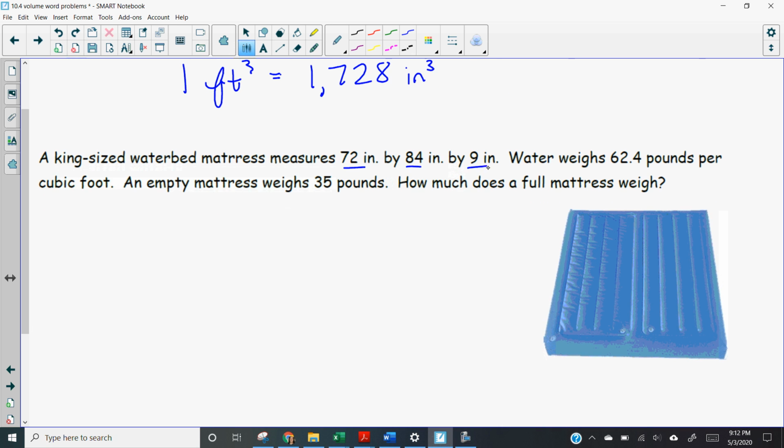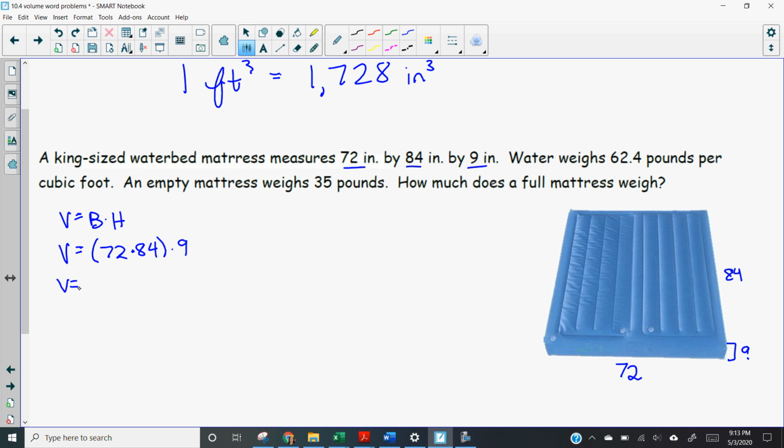Okay, so we have the dimensions. This is just a rectangular prism. So we can either do area of the base times the height, that's kind of our standard formula, but it is fine to just do length times width times height for this. I'm going to set it up as area of the base times the height. So we've got 72 by 84 this way by this little height of 9 inches. Okay, so my base then is 72 times 84 times the height of 9 inches.